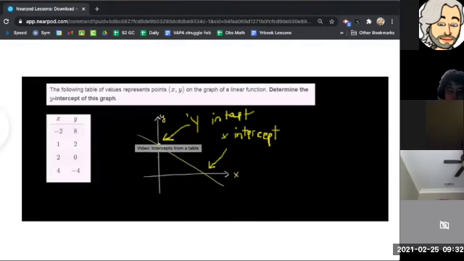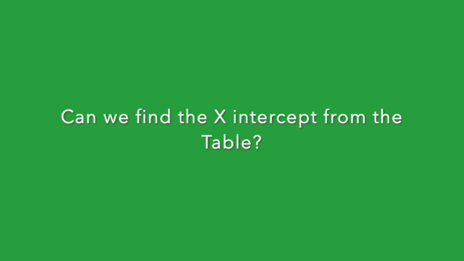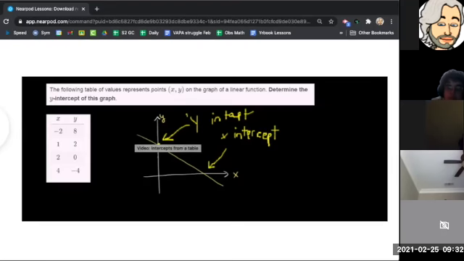Good. In this case, what is the x-intercept? Everybody try to find the x-intercept in here. What is the x-intercept? Anybody know what the x-intercept is? Is there a way we can find it from the table? Can we find it from the table?